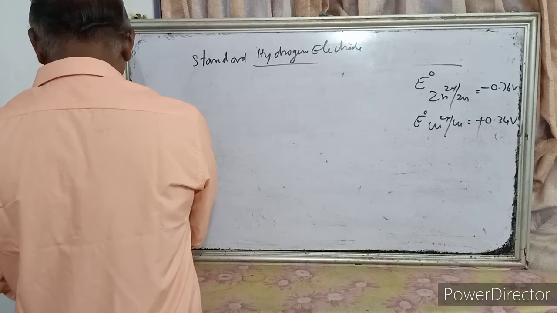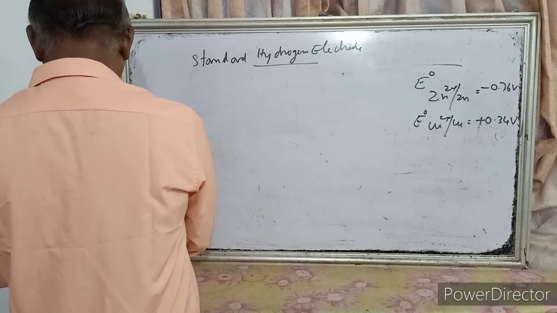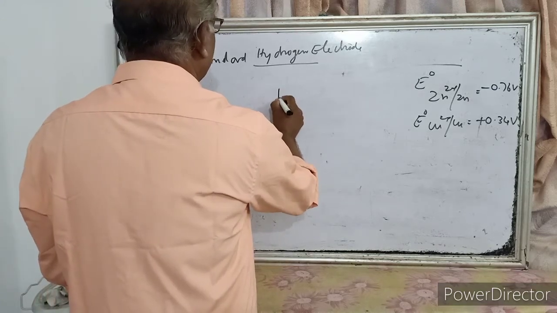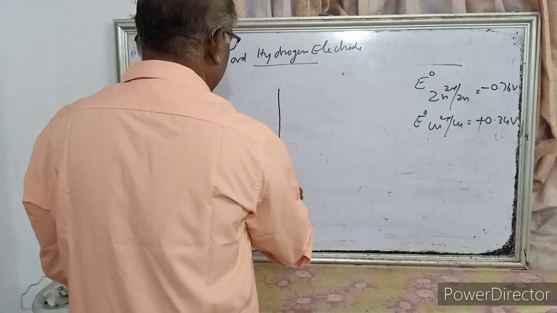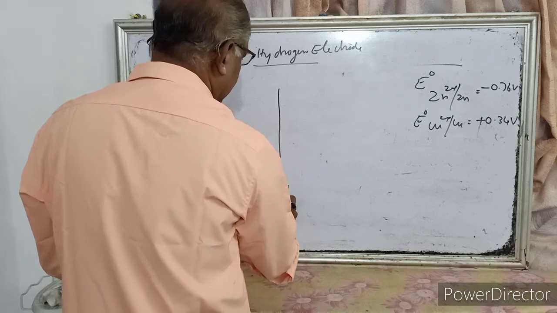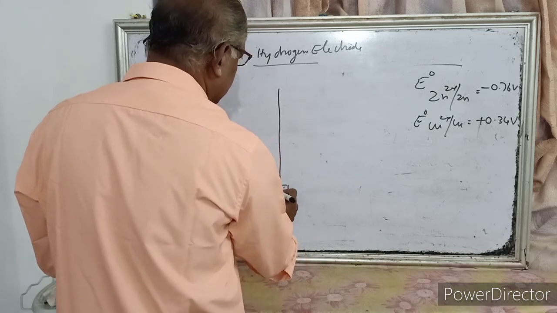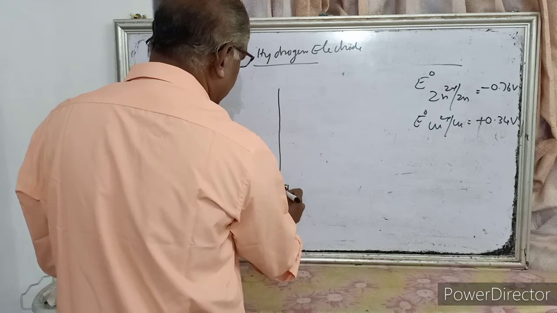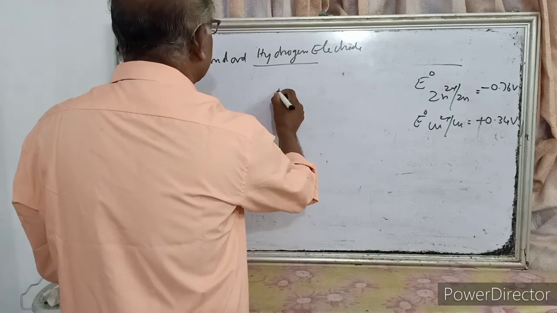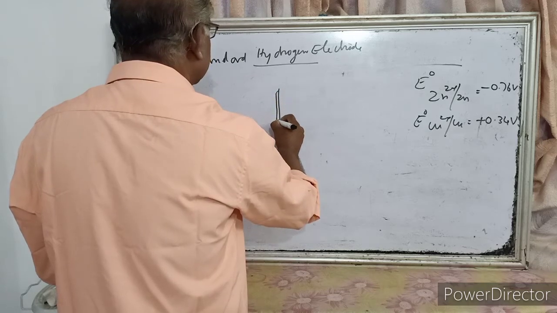Standard hydrogen electrode. Here there is a platinum wire. It is connected with a platinum foil coated with the platinum black. So this is platinum foil coated with the platinum black. Then there is an insulation over it.